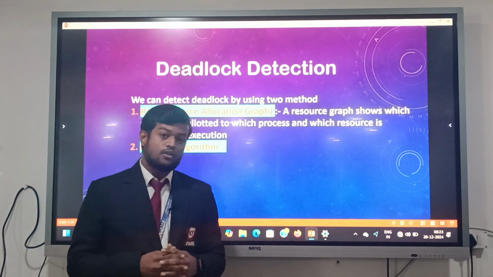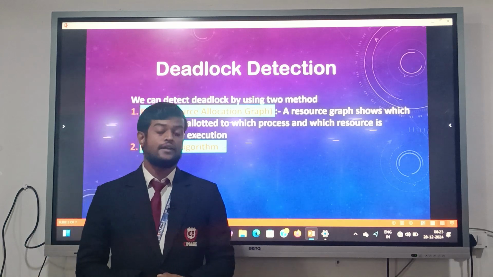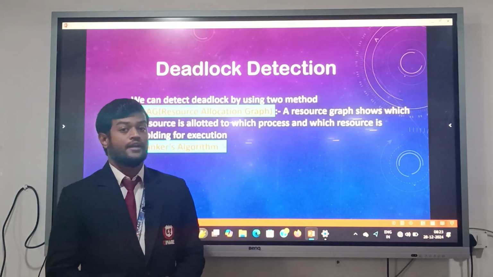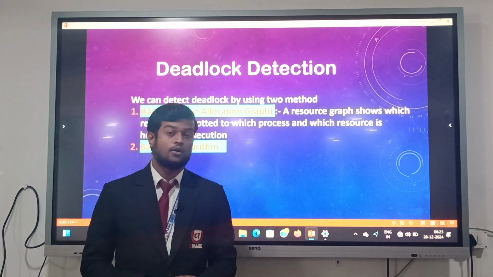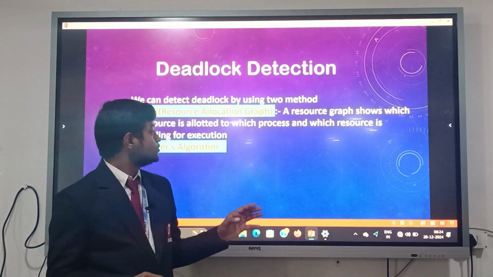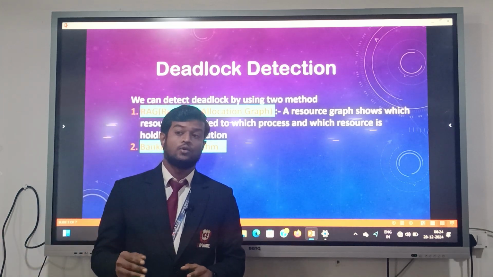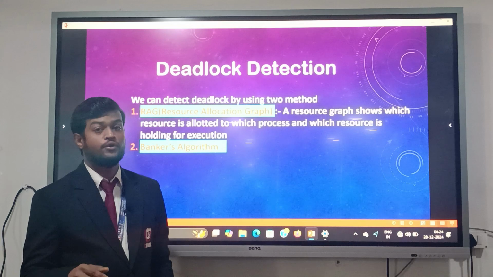We can detect deadlock by using two methods. First one is the resource allocation graph, and second is Banker's algorithm. The resource allocation graph shows which resource is allotted to which process, and which resource is waiting for which process.